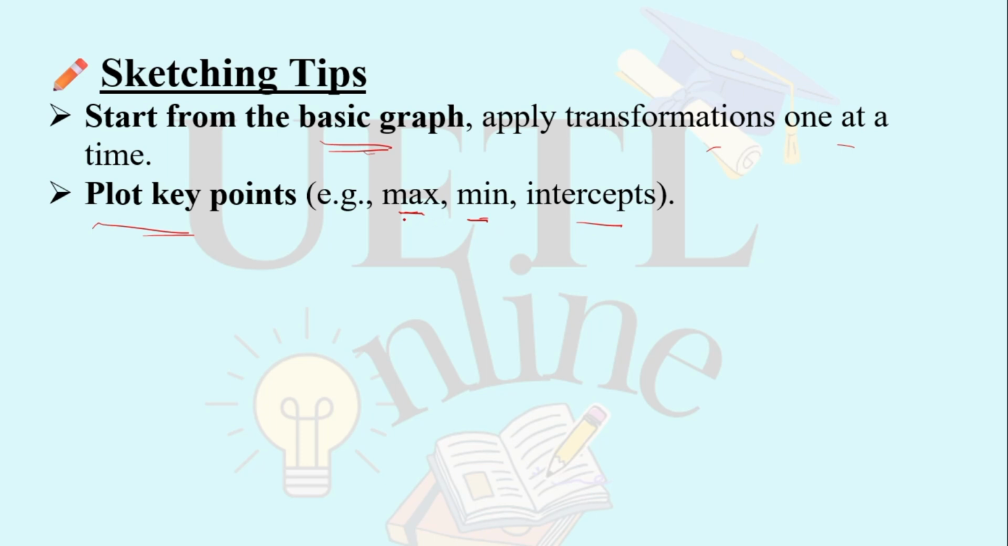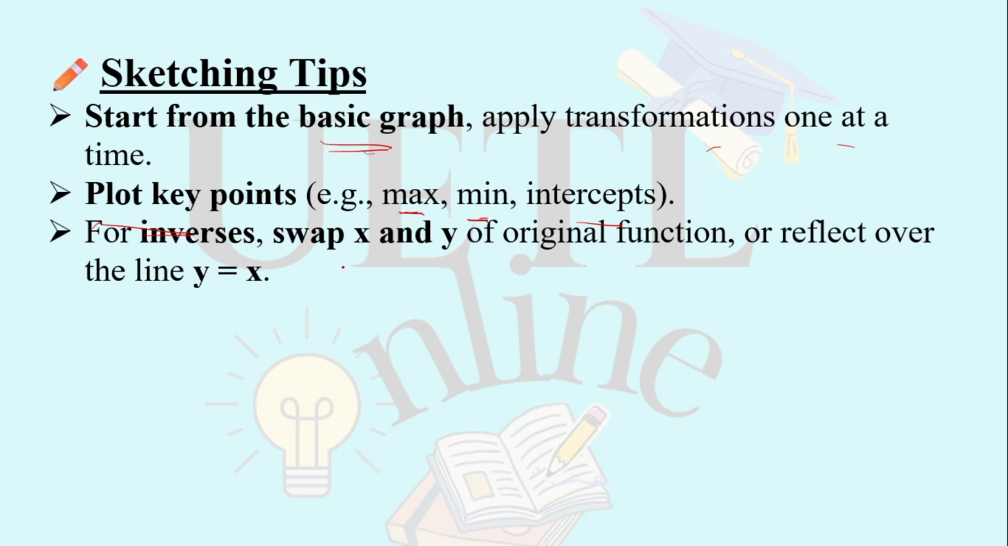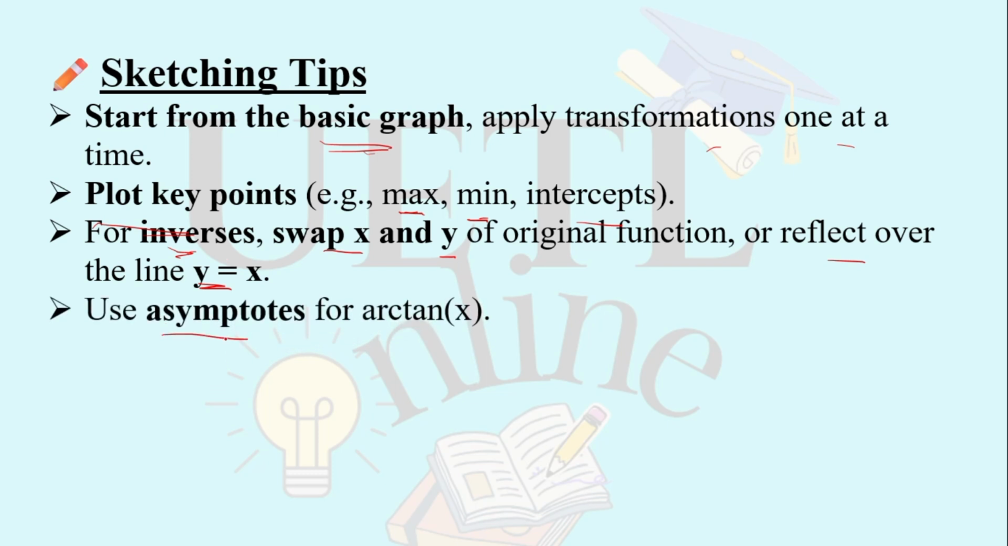Then the next is for inverse graphs. For inverses, just swap x and y of the original function, or reflect over the line y equals x. This is what we were doing on inverses. The other thing is to use asymptotes. Make sure you are using asymptotes for the arctan. Just change the asymptote and redraw the graph, as easy as that.